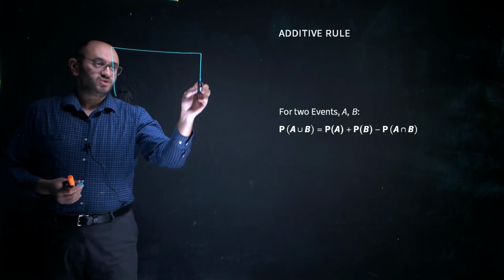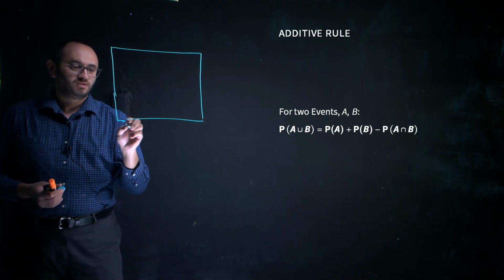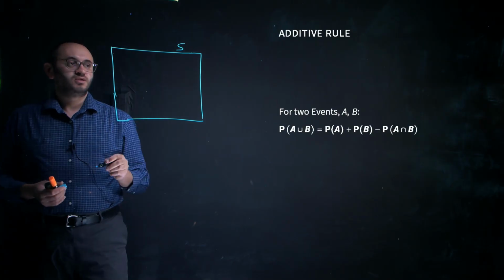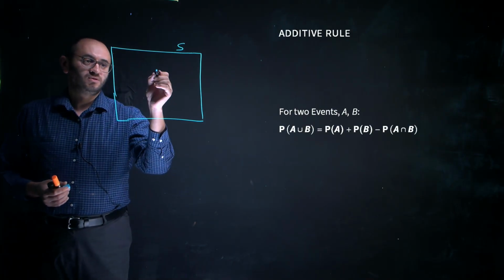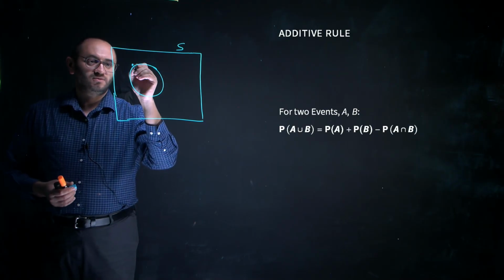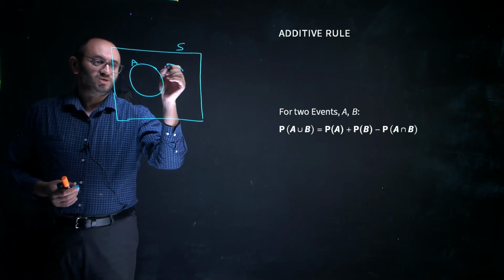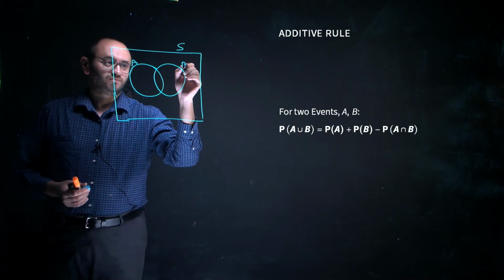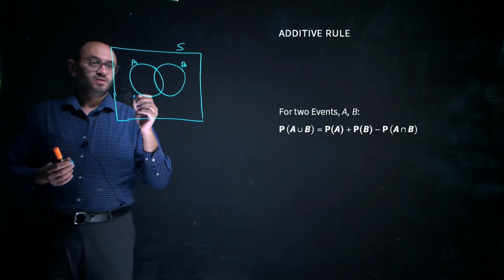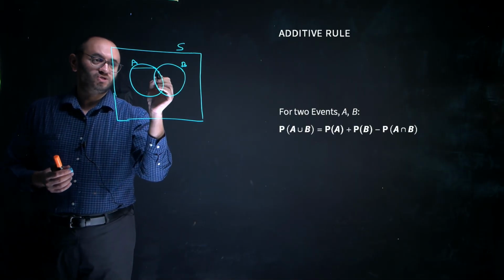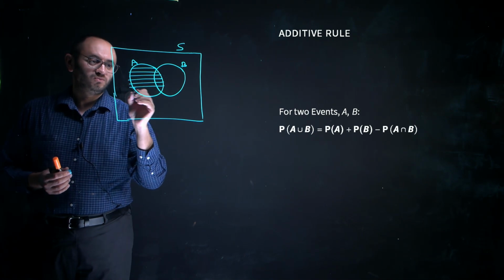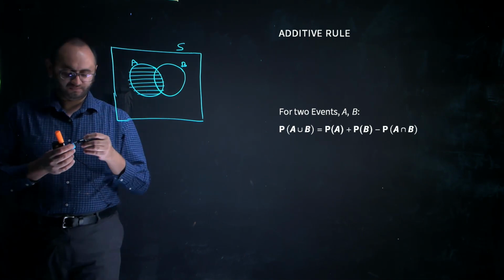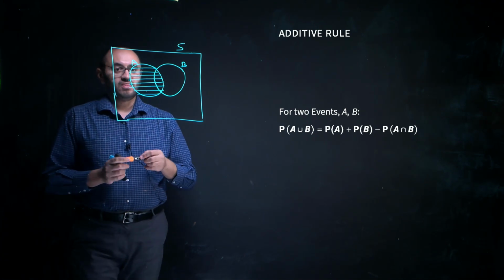Suppose we have our sample space S, and we have the two events A and B. This is A, and this is B. Okay? And this is A, all of the elements in A, and this is B.